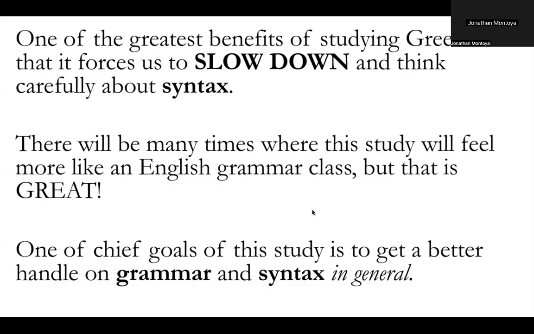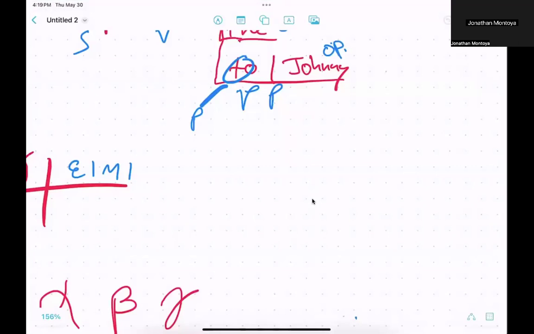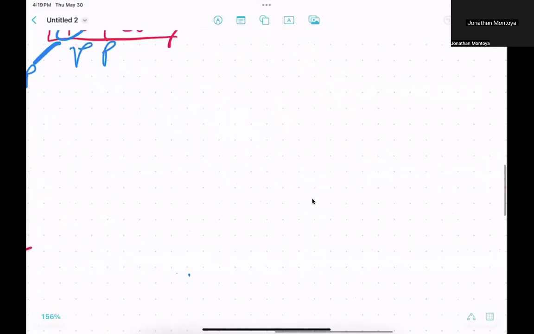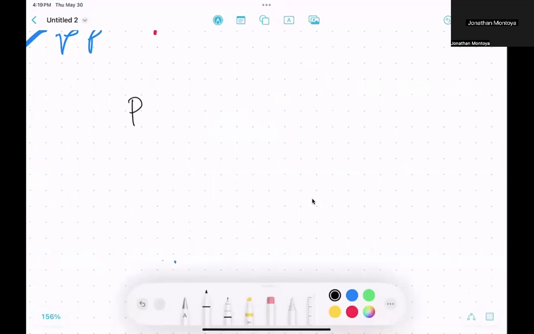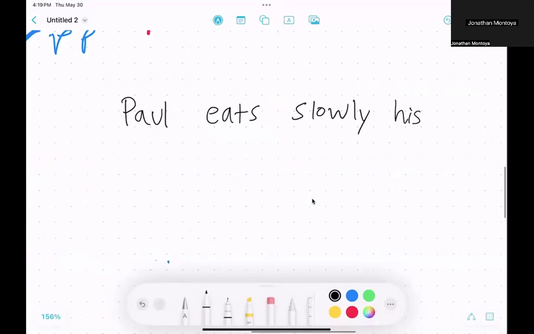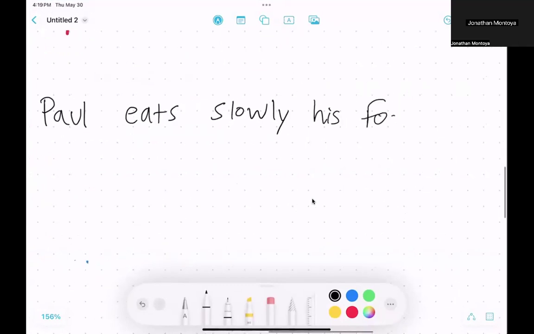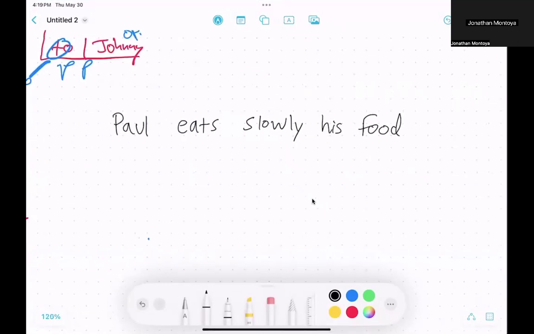All right, so if I were to switch over to my whiteboard here, let's say, Paul eats slowly his food. Okay, so let's analyze that. Who's the subject there? Paul is the subject. What's the verb? Eats is the verb.